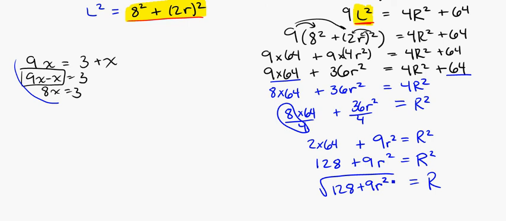That's what they were looking for. An expression for big R for that big can, in terms of little r, which is what I have here. So if I knew what either of those values were, then I would be able to give you an answer. But this, in fact, is what they're looking for. Big R is equal to the square root of 128 plus 9 times little r squared.